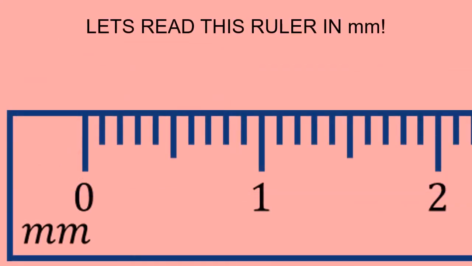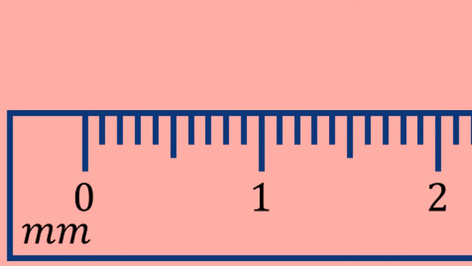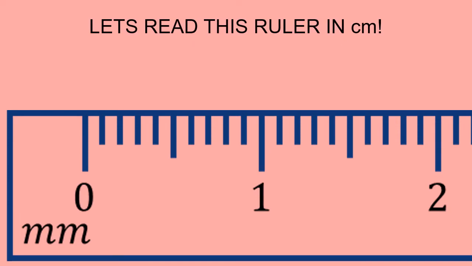Now let's read this ruler in millimeters. 0 millimeter starts from here, then 1 millimeter, 2 millimeter, 3 millimeter, and so on. Now let's read this ruler in centimeter. 0 centimeter starts from here, 0.1 centimeter, 0.2 centimeter, 0.3 centimeter, and so on.